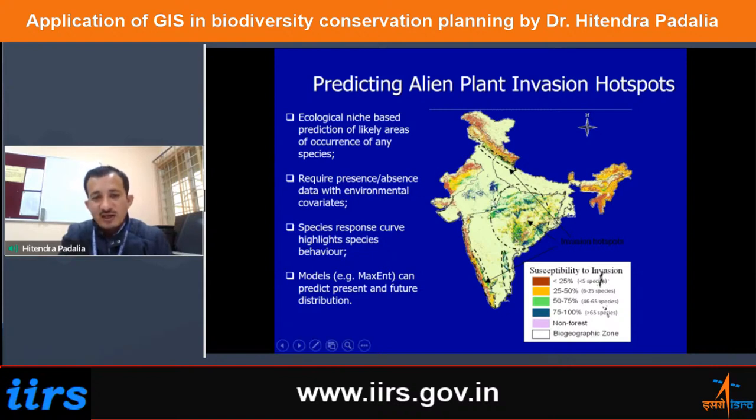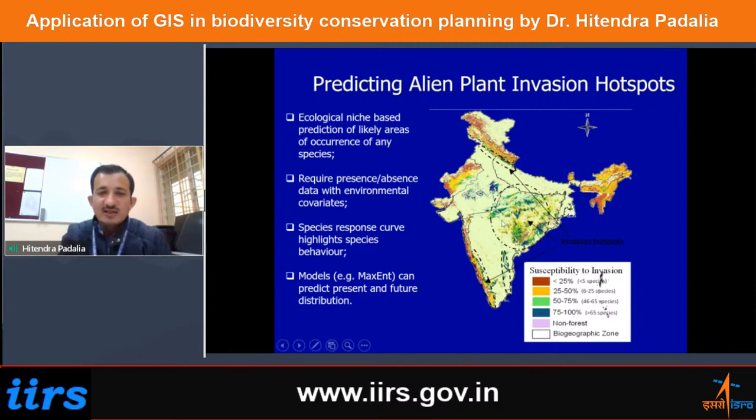In this product, hotspots have been identified, meaning the areas where the maximum number of exotic alien species will invade in future. From this analysis, we found that Central India, particularly where we have a very large population of wild herbivores, grasslands and protected areas, will be highly threatened by a range of exotic invasive plant species.